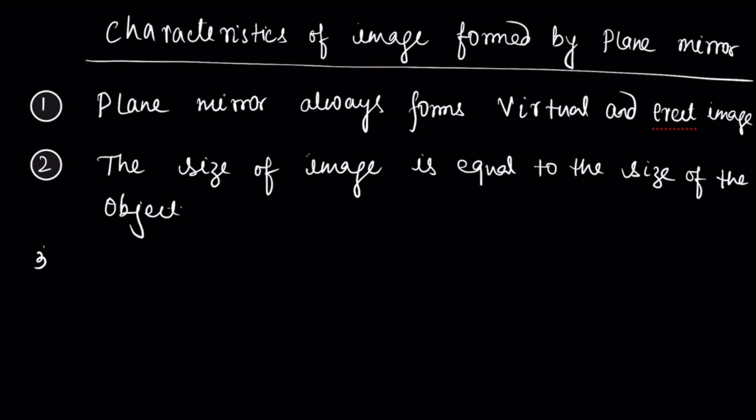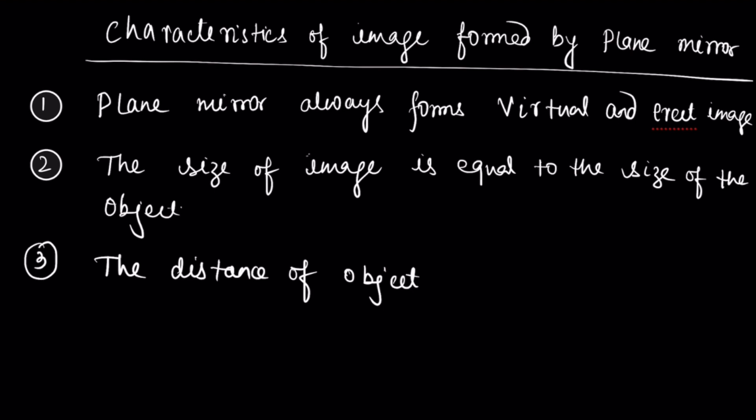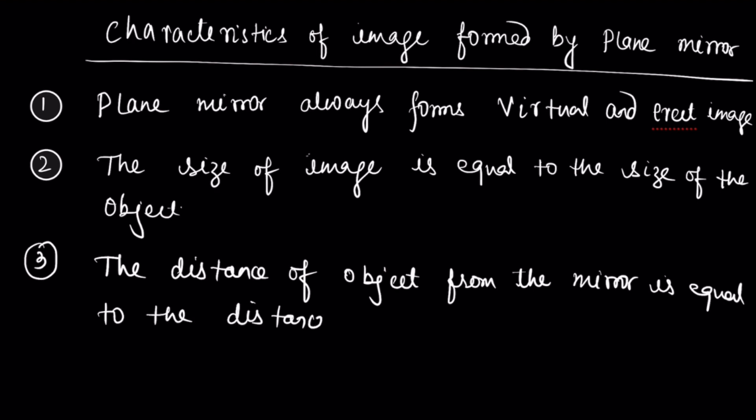Third is the distance of object from the mirror is equal to the distance of the image from the plane mirror.